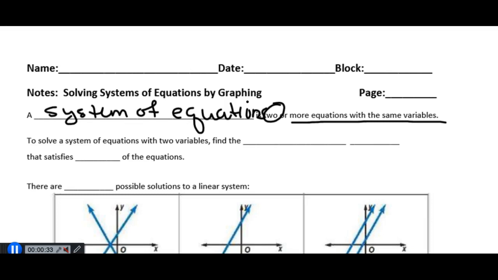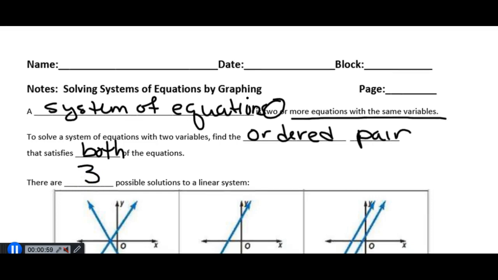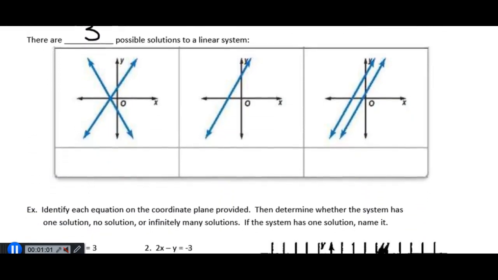To solve a system of equations with two variables, find the ordered pair that satisfies both of the equations. So we're looking for a point that they both share, or where they intersect. There are three possibilities, three possible solutions to a linear system.